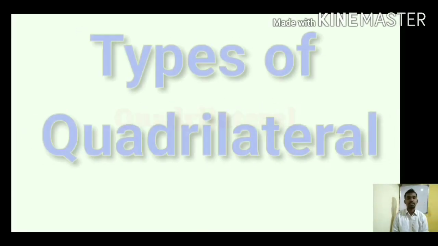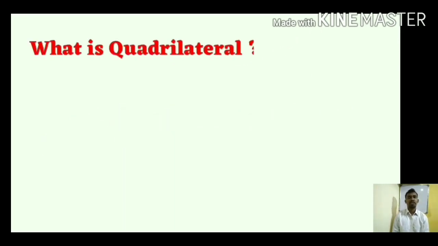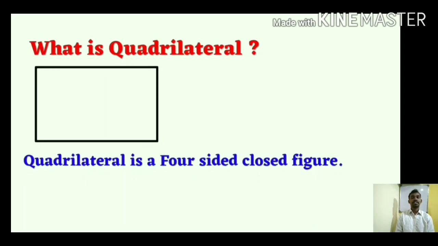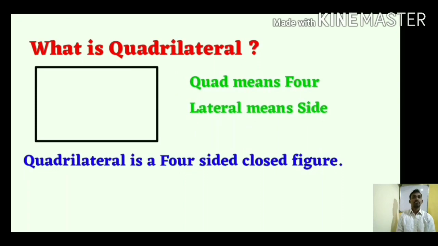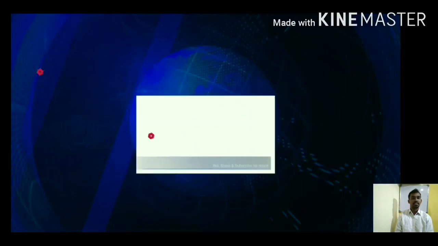Hello students, today we are going to discuss types of quadrilaterals. Before that, you should remember one point: what is meant by a quadrilateral? A quadrilateral is a simple closed figure made up of 4 line segments. Quad means 4, lateral means side. The sum of all angles in a quadrilateral is equal to 360 degrees.